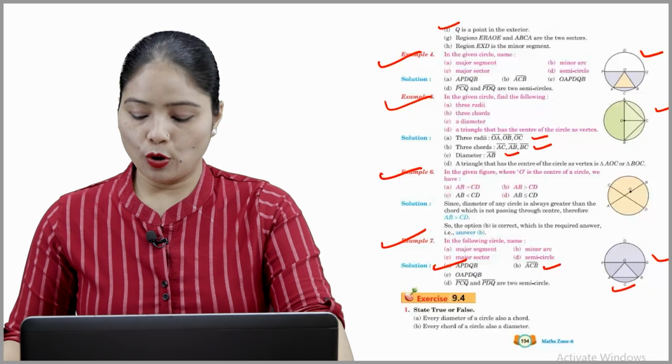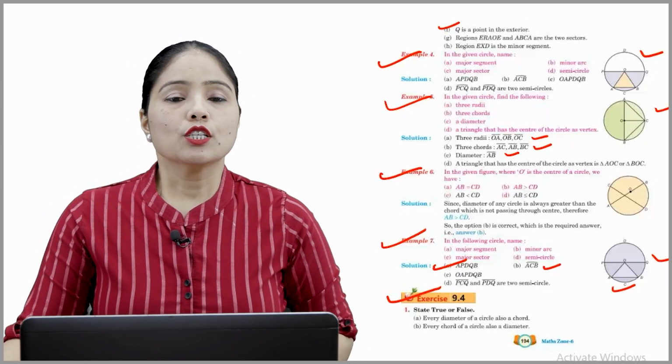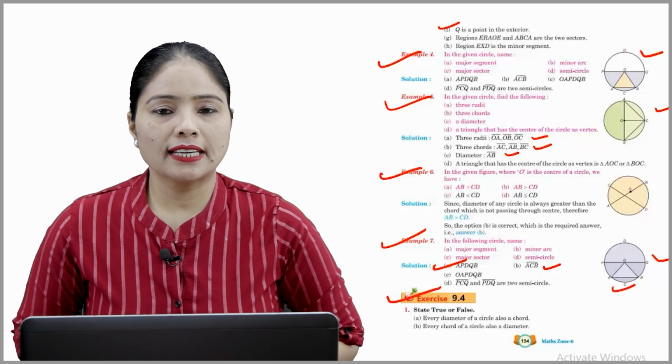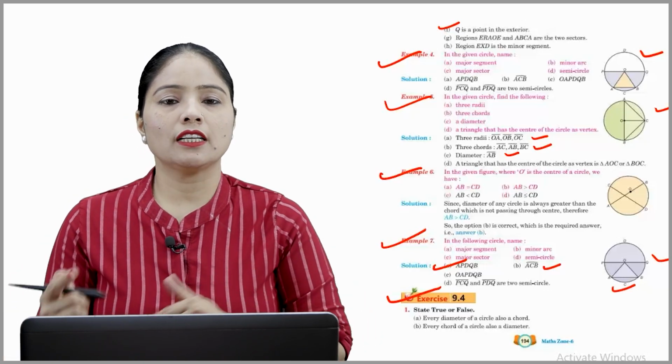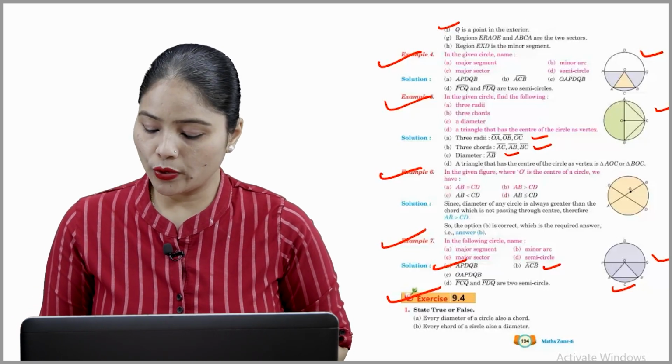So now move on to exercise 9.4. First one is state true or false. Every diameter of a circle is also a chord. Is the diameter of a circle a chord? Yes, it's true, so write true.